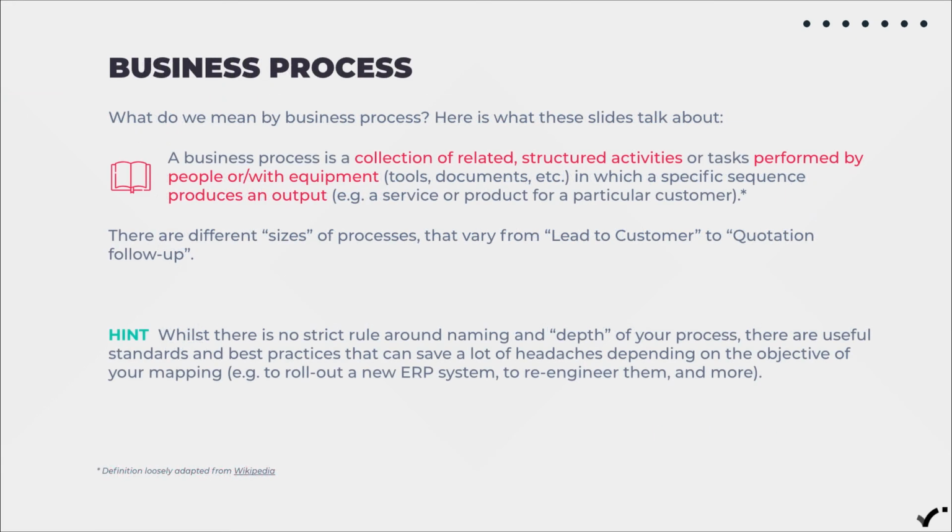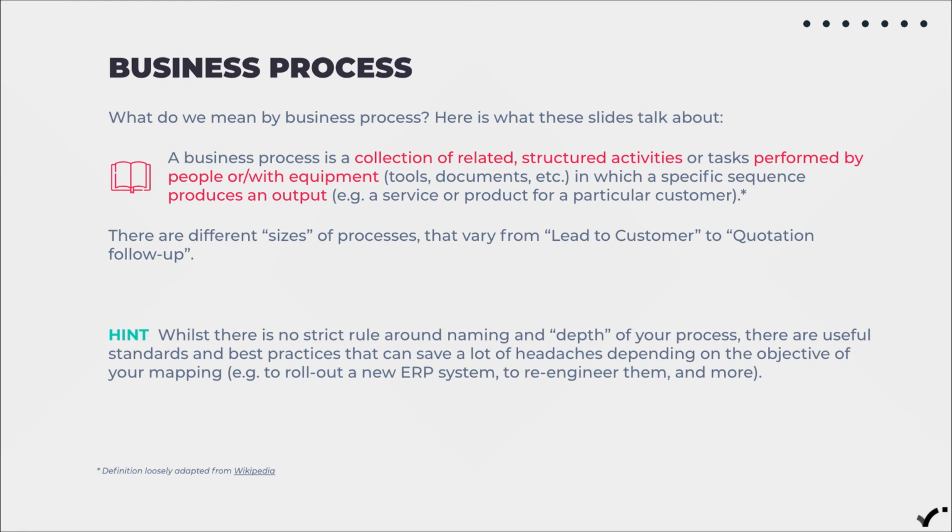So before we start, what is a business process? Well, I took the liberty of taking the definition from Wikipedia, adapting it a little bit, but essentially a business process is a collection of related structured activities or tasks that are performed by people or performed by equipment, like say tools, documents, but it can be IT systems as well, in which a specific sequence produces an output. So the idea is that you have a process, you may receive some input, there are some activities, some tasks that are being carried out, and then there's an output that is being given to a customer. A customer can be an internal customer, but also an external customer.